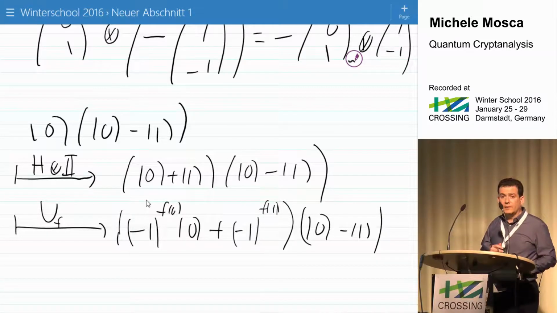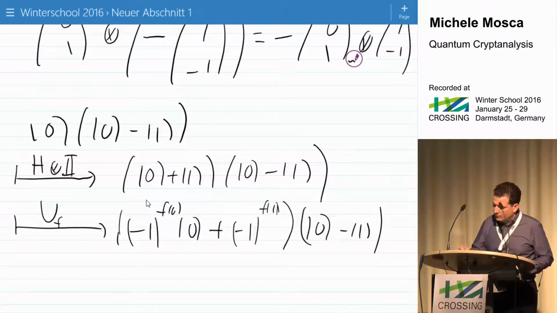That's the net effect. So I've lumped a number of steps in here, but we traced through these steps one by one earlier. This is the net effect. You just apply UF once.